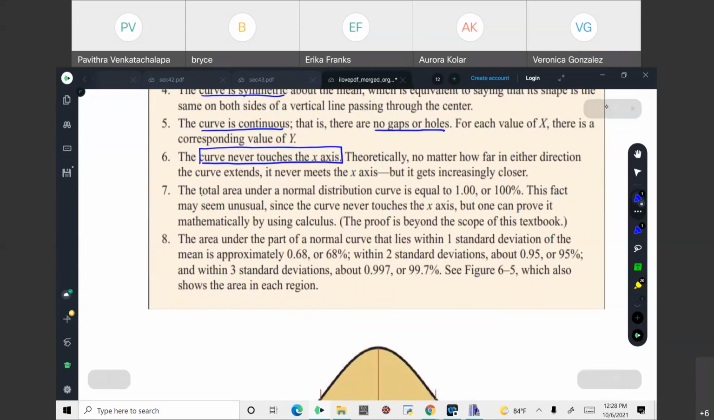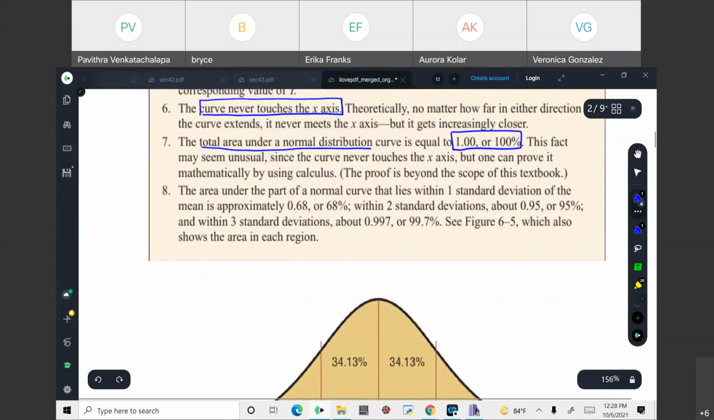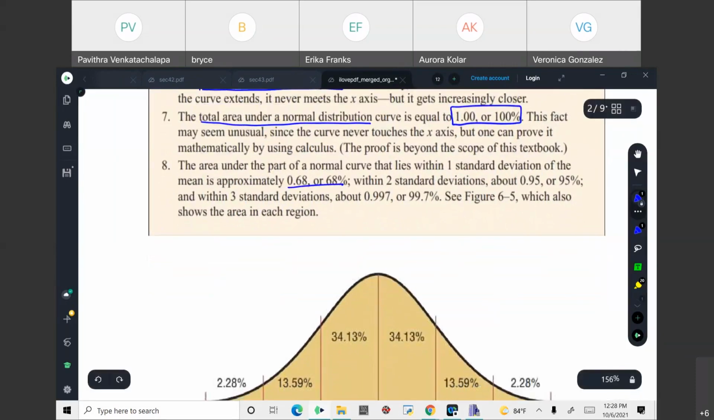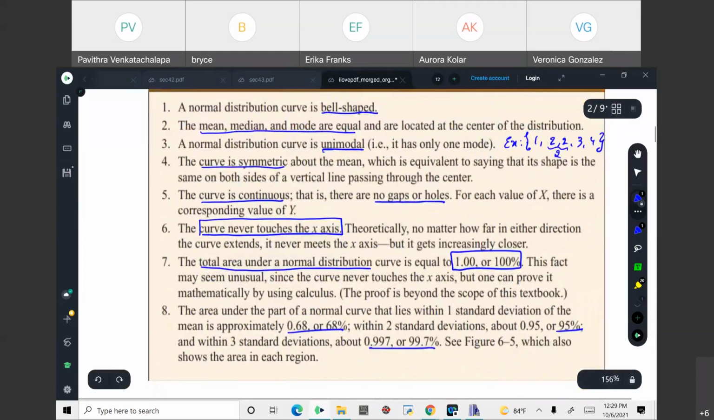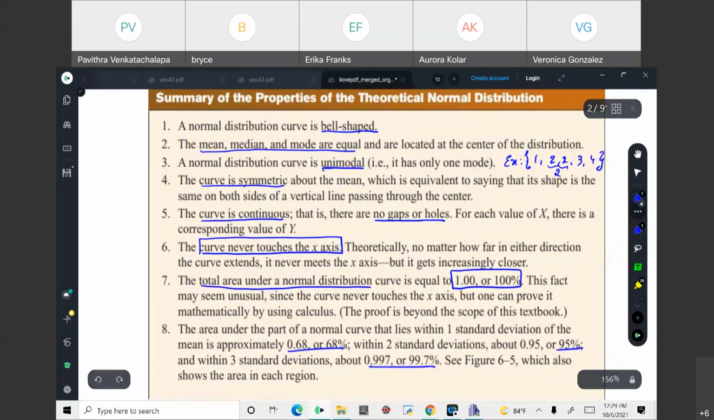Now, total area under a normal distribution will be equal to 1 or 100%. And we also know about this empirical rule, right? Within one standard deviation, it is 68%. Two standard deviations, it is 95%. Three standard deviations, it is 99.7%. We studied about this in the previous chapters. So these are some properties of normal distribution.